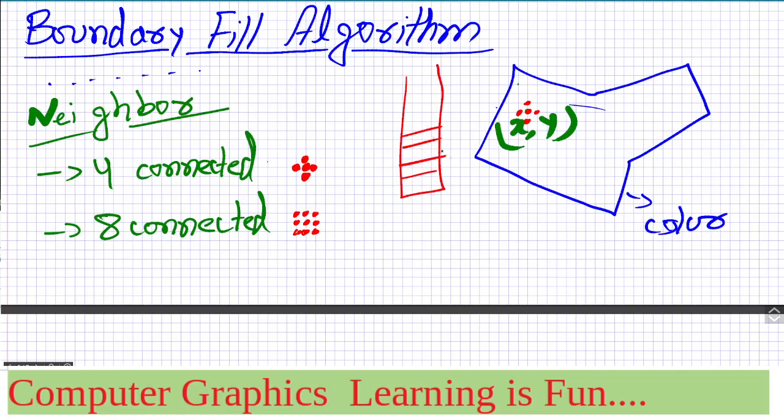Okay, and then you will pick one of them and check whether it is boundary or not, and if it is not on a boundary, then you can plot it with this particular chosen color. Similarly you will do for the others as well.